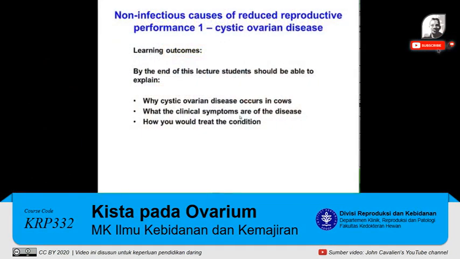By the end of this section on cystic ovarian disease, you should be able to explain why it occurs in cattle, what the clinical symptoms are, and how you would go about treating the condition.